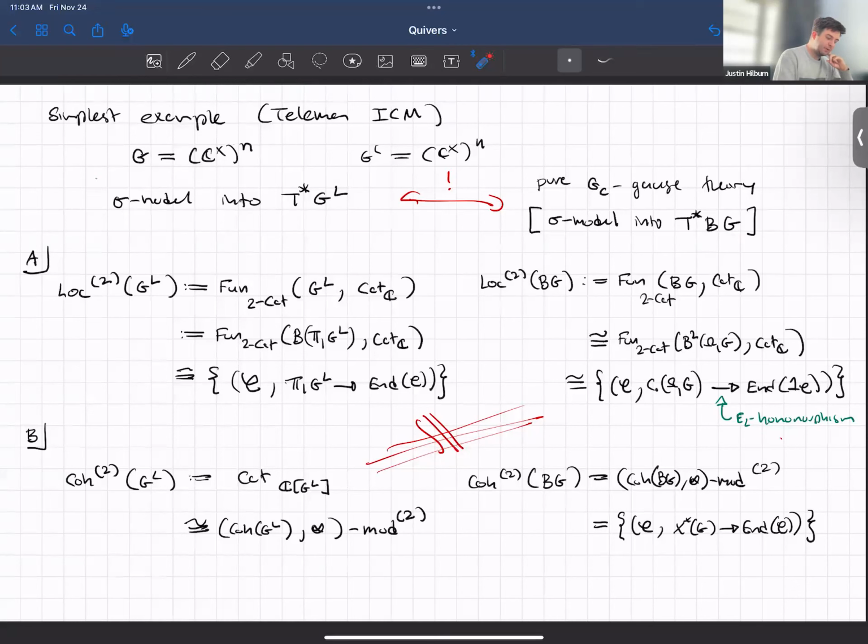And he basically gave the following putative examples for what the A type 2-categories and B type 2-categories for these things should be. So he said the following. Let's just think for a second about what the ordinary 2D A model of T star G Langlands dual would have been. Whenever you have a cotangent bundle, roughly the Fukaya category should just be something like local systems on the base.